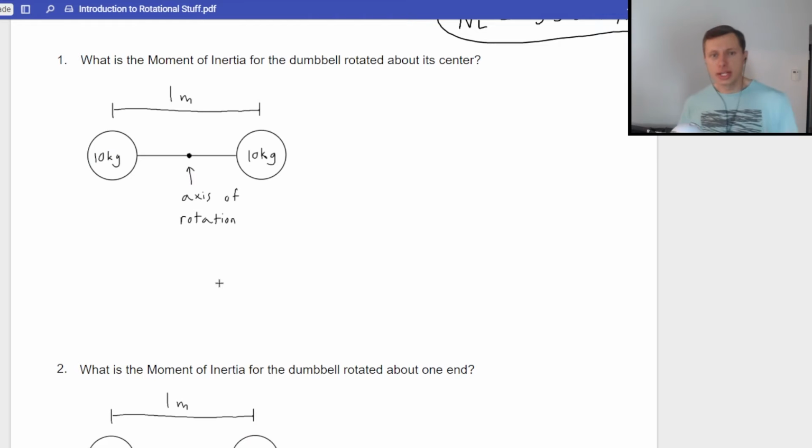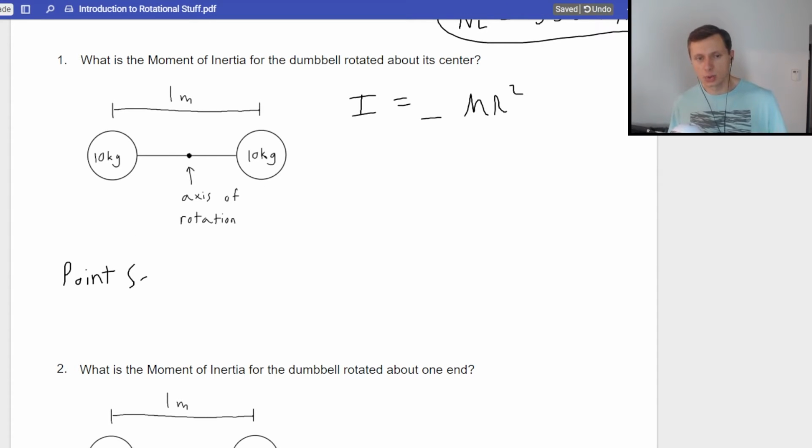Number 1, what is the moment of inertia for the dumbbell rotated about its center? So we see here we have a dumbbell, like 10 kilograms on each side, and we can assume that the bar is weightless, or else I would have included it. But the important thing is that the axis of rotation is in the center, and the whole thing is 1 meter long. So here's what I'm going to say for moment of inertia. I equals blank m r squared. Now for these objects, we are going to consider them as point sources of mass.